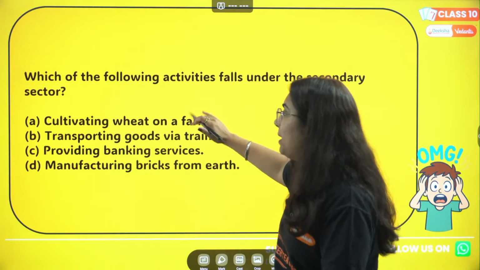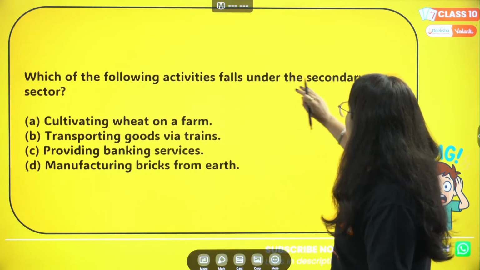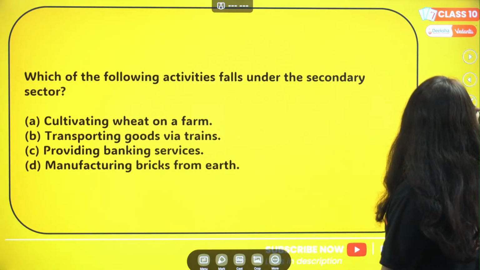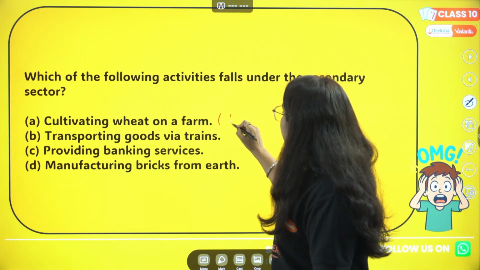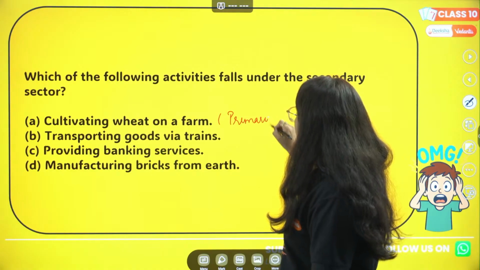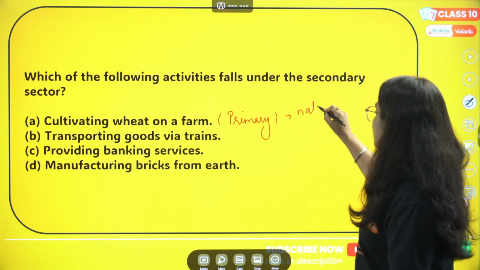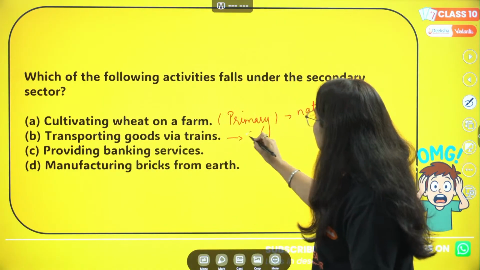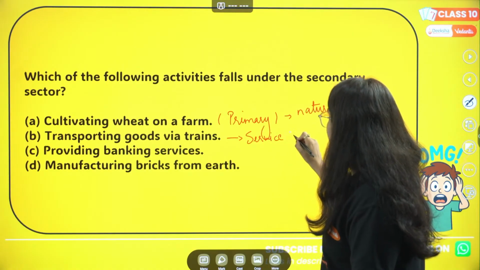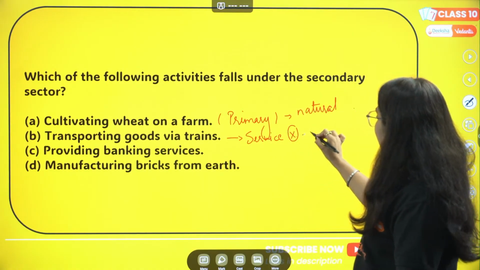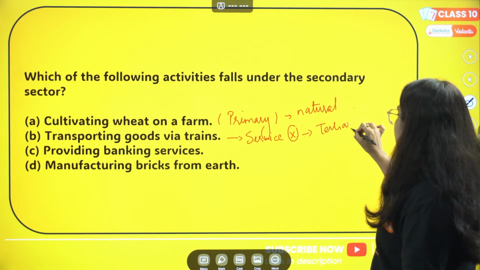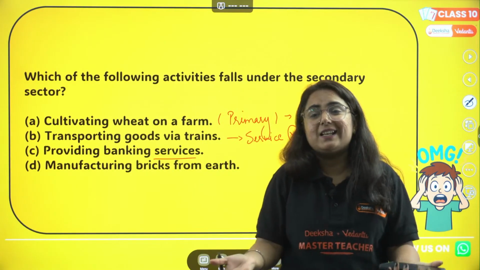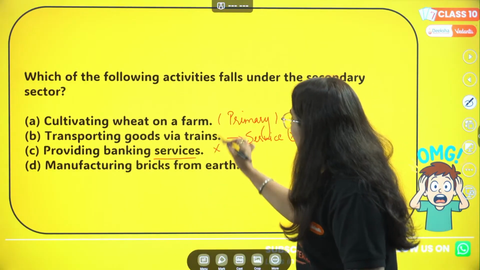And this is what the question is all about. Which of the following activities fall under the secondary sector? Option A, cultivating wheat on a farm: this is basically the primary sector, because you are working with a natural substance. Transporting goods via trains is basically a service. You are not producing any new thing, so this becomes the tertiary sector. Providing banking services: the option itself says services, so this is not the correct option.